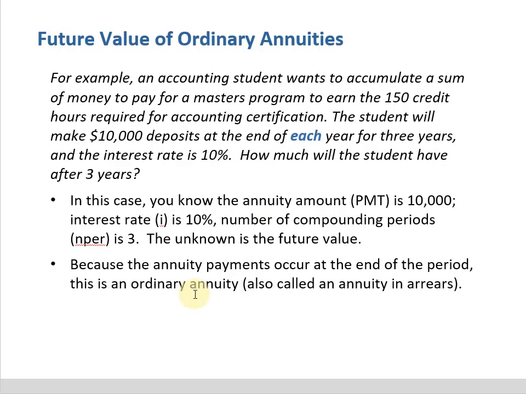Well, what's your guess as to what the future value would be? We know that it's going to be more than 30 grand, right? Because there's 3 payments of 10,000 each, plus that money has time to earn interest. The different payments have varying amounts of time for which they'll be earning interest.